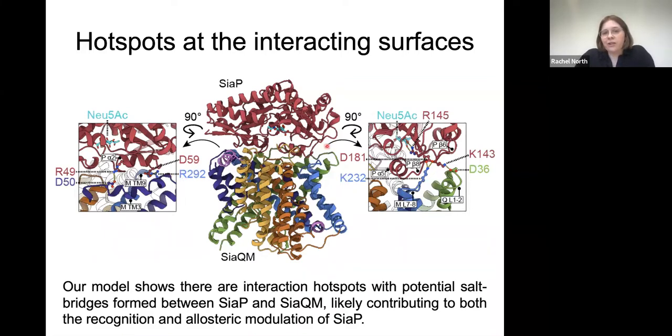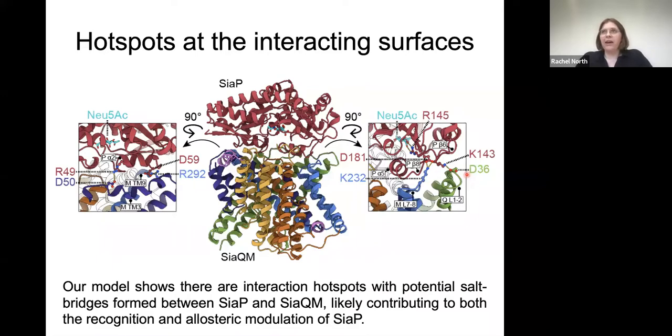And on the other side of the transporter over here, the C-terminal domain of the SciP, we also have interaction hotspots of potential salt bridges. We have D181 that forms a salt bridge with K232, and we also have K143 that forms a salt bridge with D36. In general, we think that these interaction hotspots and potential salt bridges are contributing to both the recognition and the allosteric modulation of SciP.